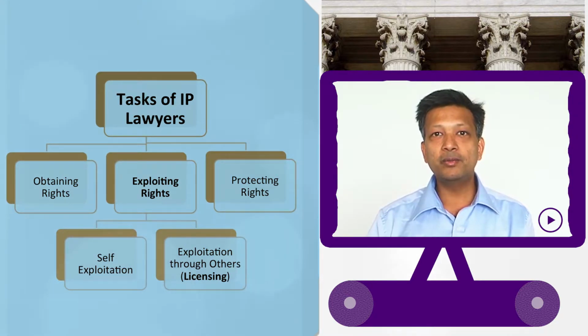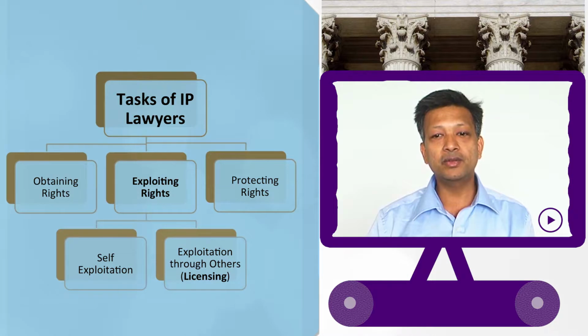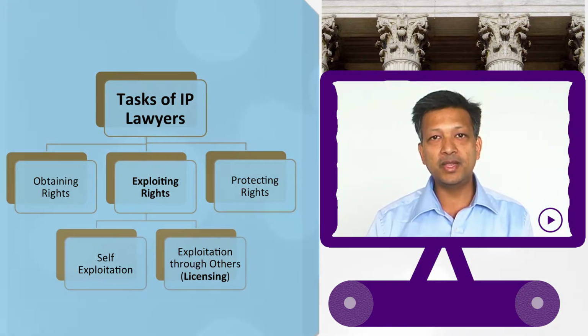Now, exploitation could be of two types: self-exploitation and exploitation through others. If the owner of intellectual property utilizes his own intellectual property himself, then it is the case of self-exploitation of intellectual property. If the owner invites others or gives away his intellectual property to others for exploitation, then it is the case of exploitation through others, which is normally done through licenses and sometimes through assignments as well.